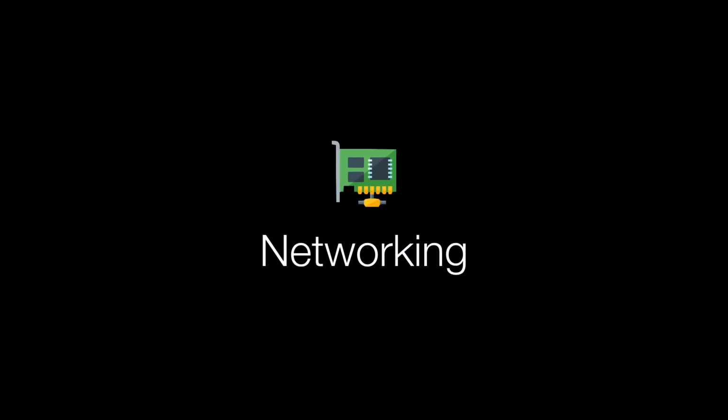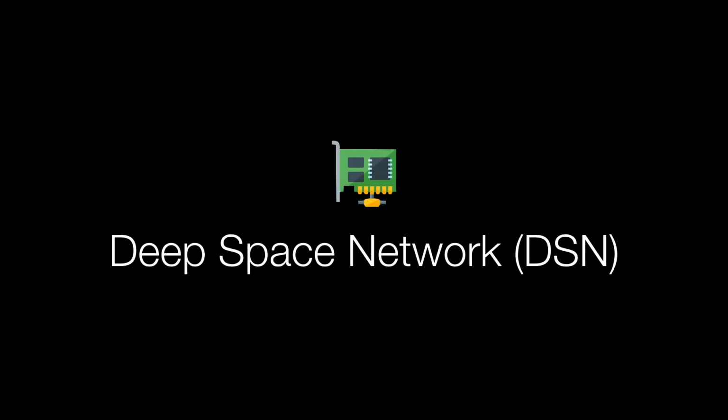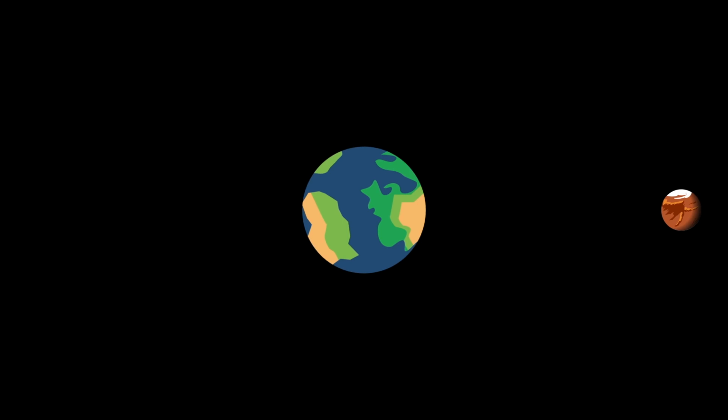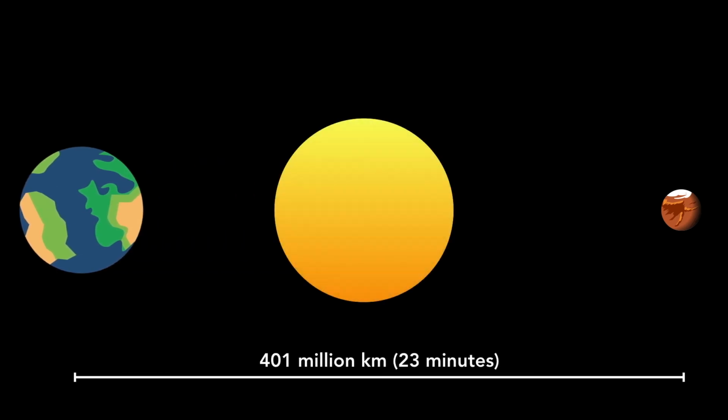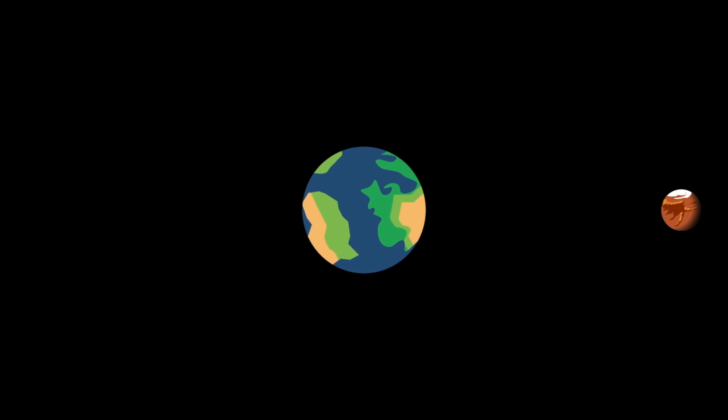So let's talk about networking, specifically the deep space network, and how we communicate with rovers on Mars from Earth. Now, at its best, Earth is only 54 million kilometers away, and it takes about 3 minutes for a signal to get there, traveling at the speed of light. But at worst, when we're on the other side of the Sun, it's 401 kilometers, or 23 minutes, and that's almost an hour for signals to get there and come back, and there's all the processing and relaying that happens in the meantime. So of course, real-time communications, or popping open an SSH connection, is not an option.